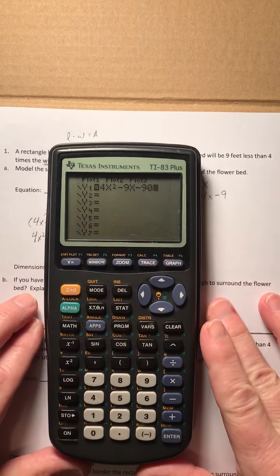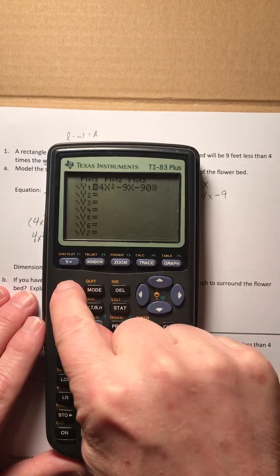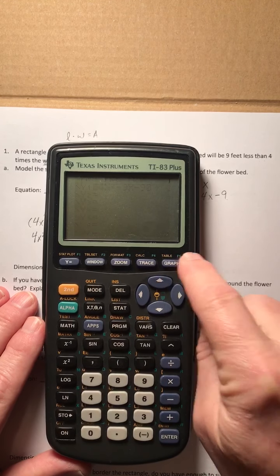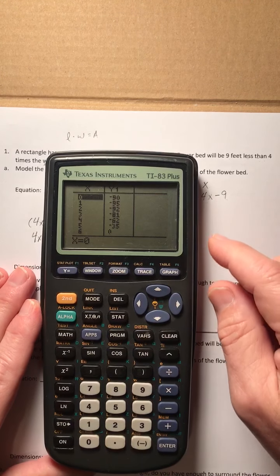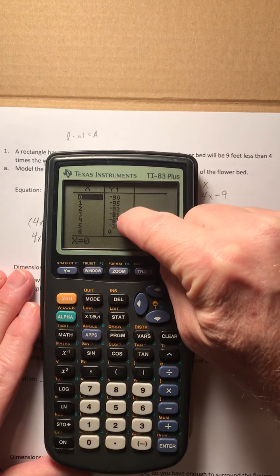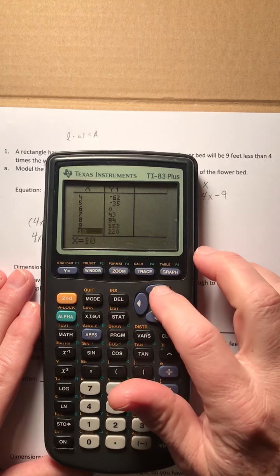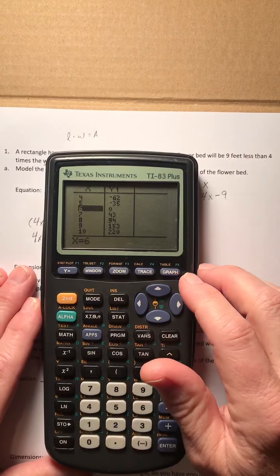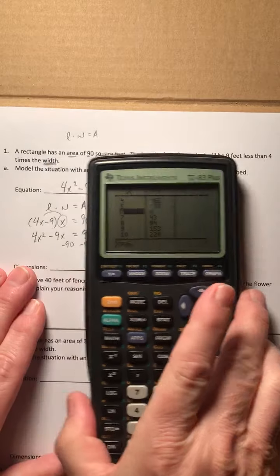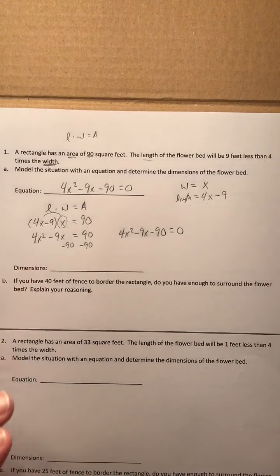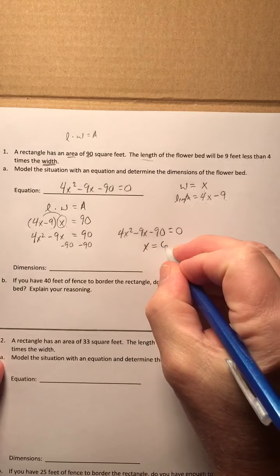Once I have my equation in the calculator, I'm going to hit second and the graph key, and it's going to pull up the table. Now what I'm looking for is when y sub 1 is equal to 0. If we go down here, you can see that when it's 0, the x is 6. So that is a solution for this problem. So we would write down here x equals 6.